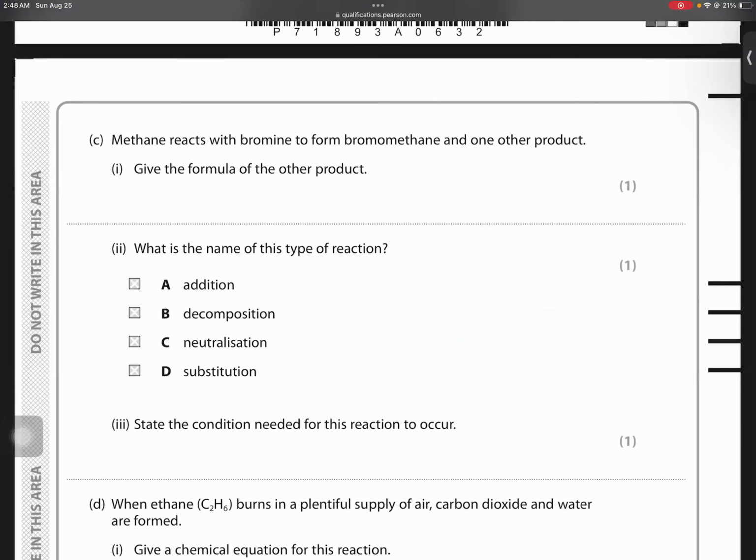Obviously, the next part is what is the name of this type of reaction? You will say this is a substitution reaction. Done? State the condition needed for this reaction. So you will say UV light. Simple. You will say UV light.